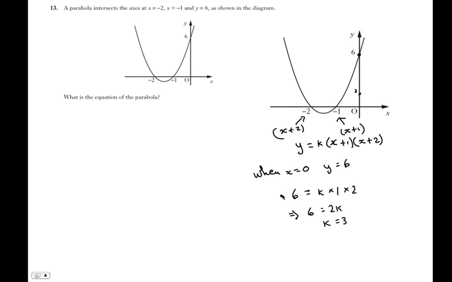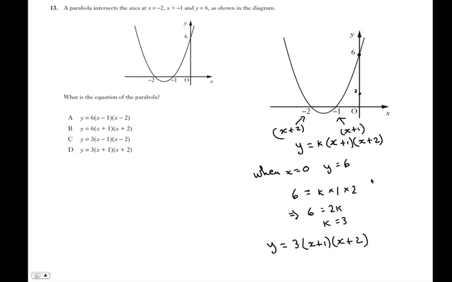So the final result is that the formula for this given graph is 3 times x plus 1 times x plus 2. So let's look at the choices. There it is. It's choice D. So choice D.